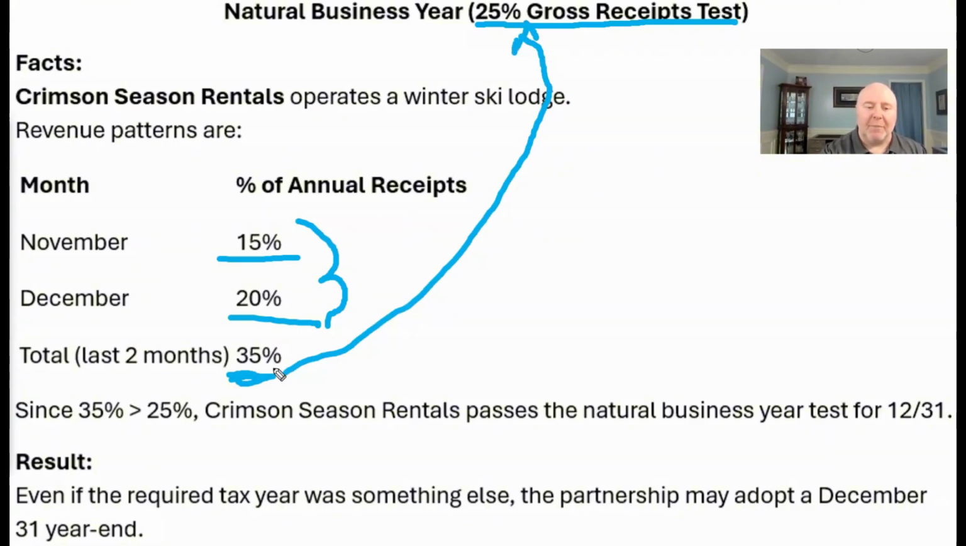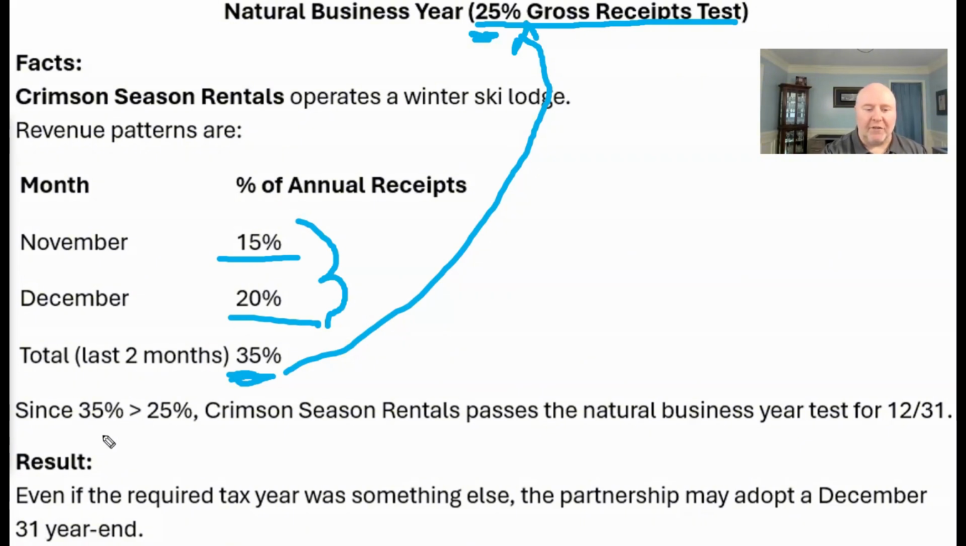Now, had this only come out to 20%, so let's say that we had 10% and 10%, that comes out to 20%, then we fail right here. So 25% is fine. It's just if we are below that, then we have to stay with our natural tax year, or we have to see if one of the other rules apply for the exceptions, like the one we just did, the 444 election, or a business purpose, which is a little bit harder to do.